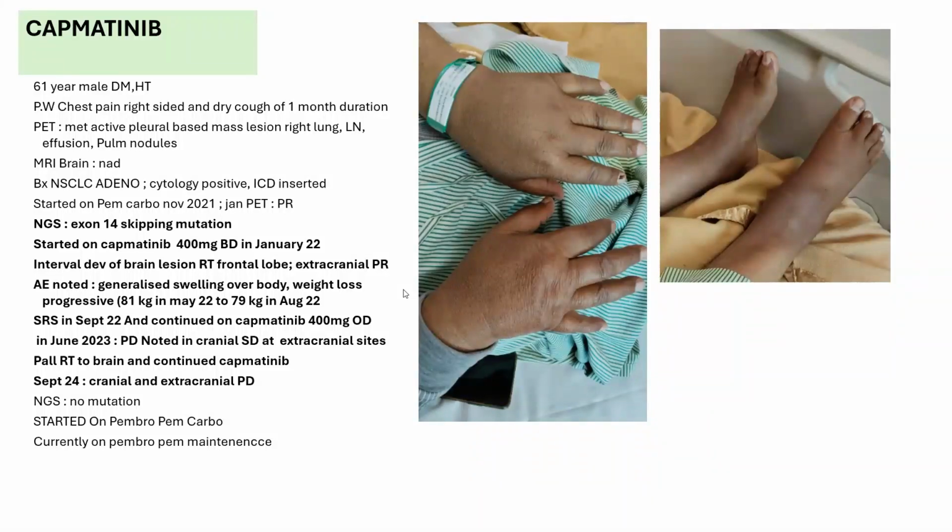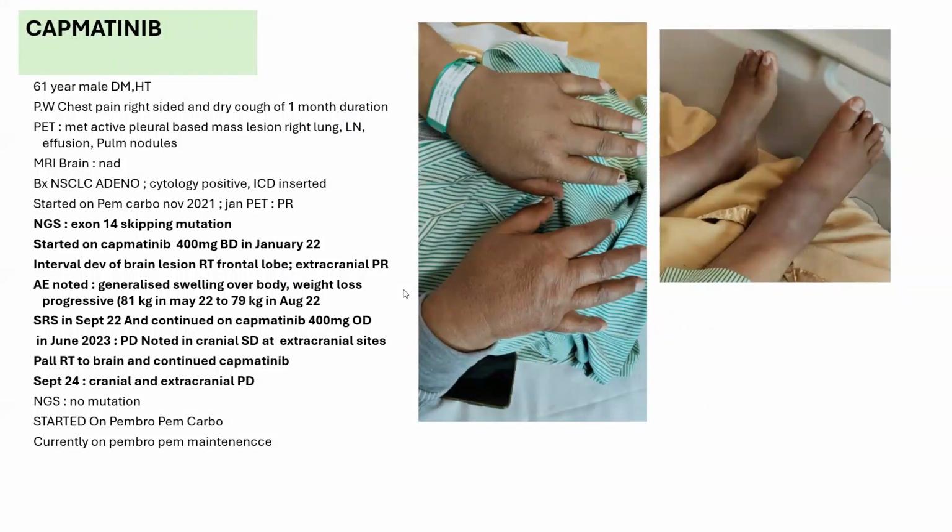So what we usually do is we initially start all the patients on chemotherapy. By 3 weeks or so, our NGS report comes, and based on that, we decide whether we have to give a PDL1 inhibitor or a driver mutation drug. For this patient also, we started him on PEM carbo initially, and the NGS report came by that time showing a MET exon 14 skipping mutation. So we started the patient on capmatinib in January 2022.